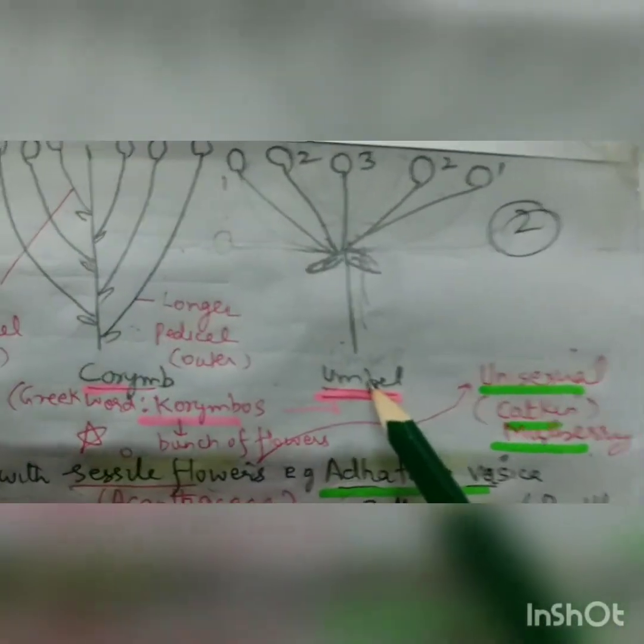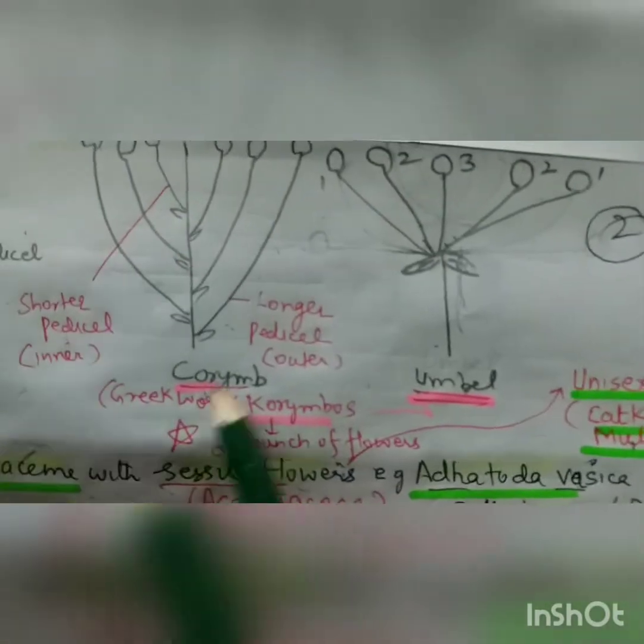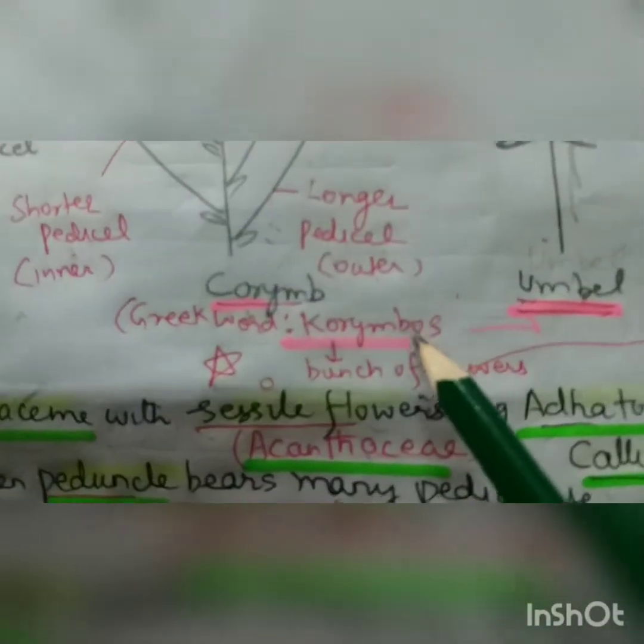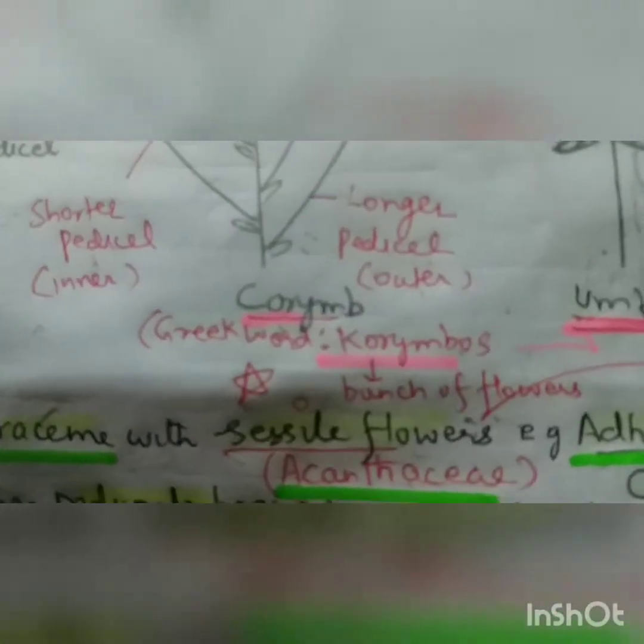Then the main axis is shortened. In the case of the main axis being shortened, we have the umbel, which is Umbelliferae or Apiaceae, and corymb, where the outer flowers have long pedicels and they reach the same plane. This comes from the Greek word korymbos, that is, a bunch of flowers or fruits, whereas the inner flowers have short pedicels.